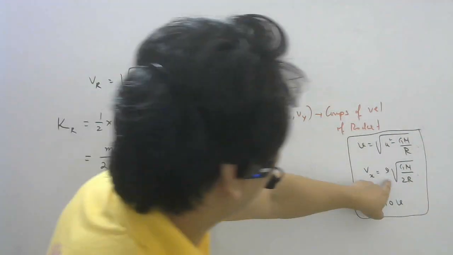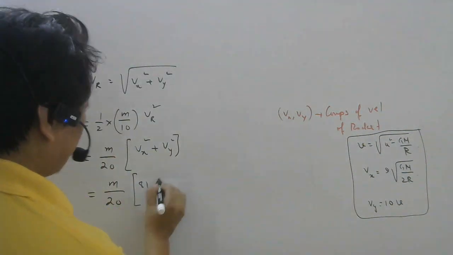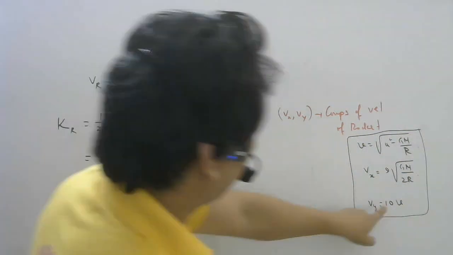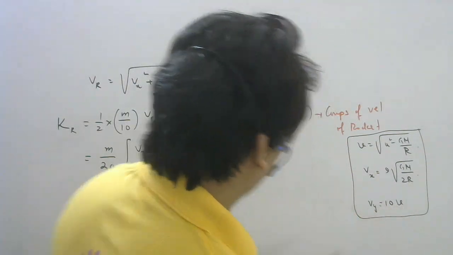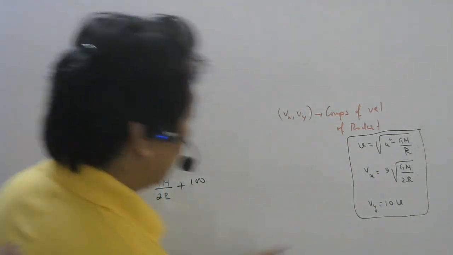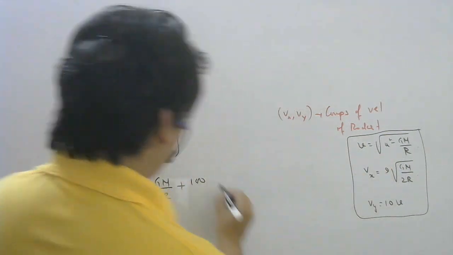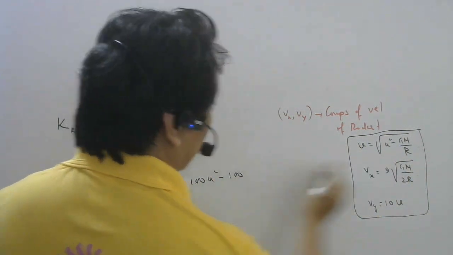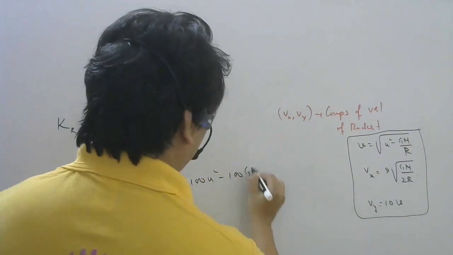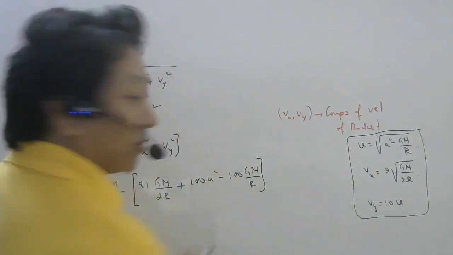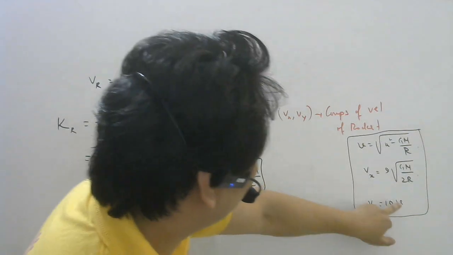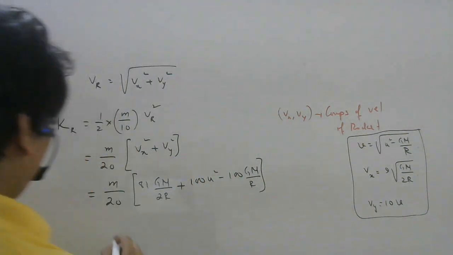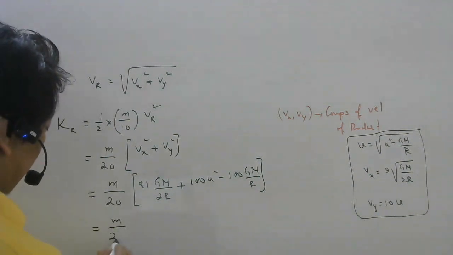So Vx square means this square, it will be 81 GM by 2r, plus Vy square will be 10v square. 10v square will be what? 100 v square, and v square is this. So 100 into u square minus 100 into GM by r, right? So I hope this much you can do, right? Just substitute this v here, square it and substitute here. So this will give you m by 20.